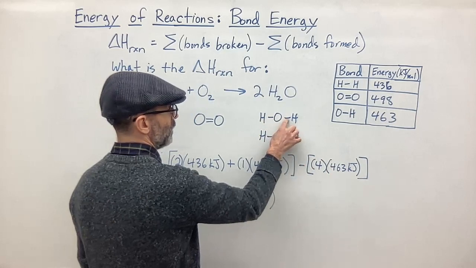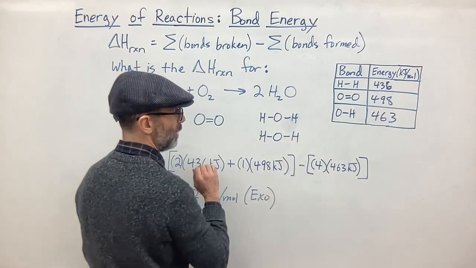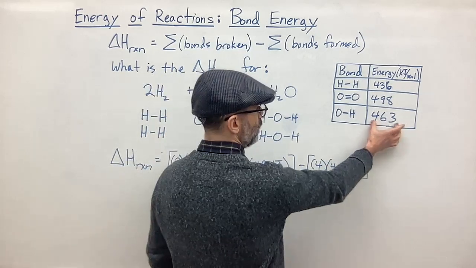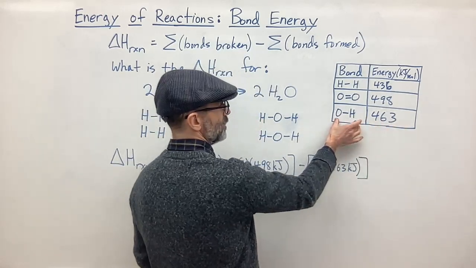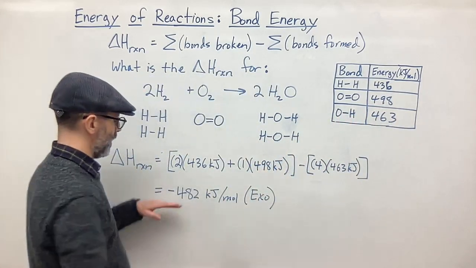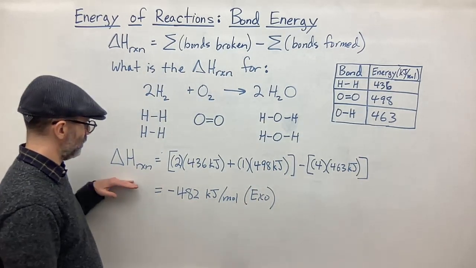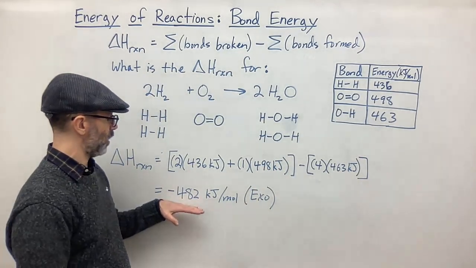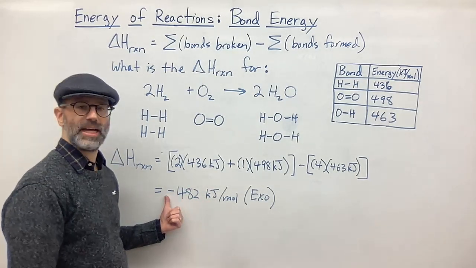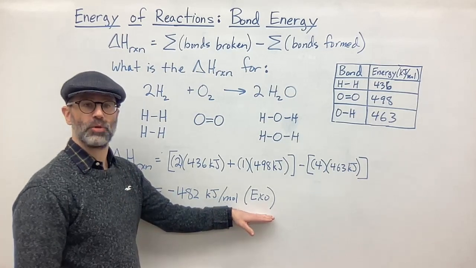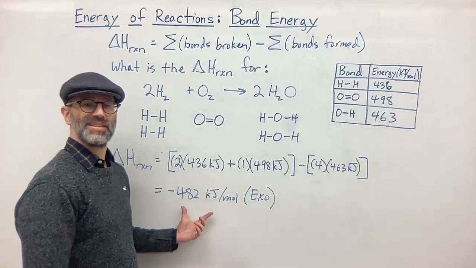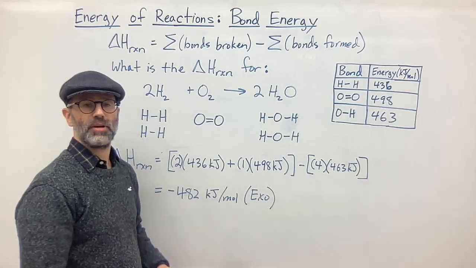Here I'm forming 4 hydrogen-oxygen single bonds, so I'm multiplying by 4, and I have 4 times 463, which is the bond energy of my oxygen-hydrogen single bond. When I do the calculation, I find that the delta H of the reaction is negative 482 kilojoules per mole. Because this is negative, I know that it's exothermic, which means the energy of the products is lower than the energy of the reactants.